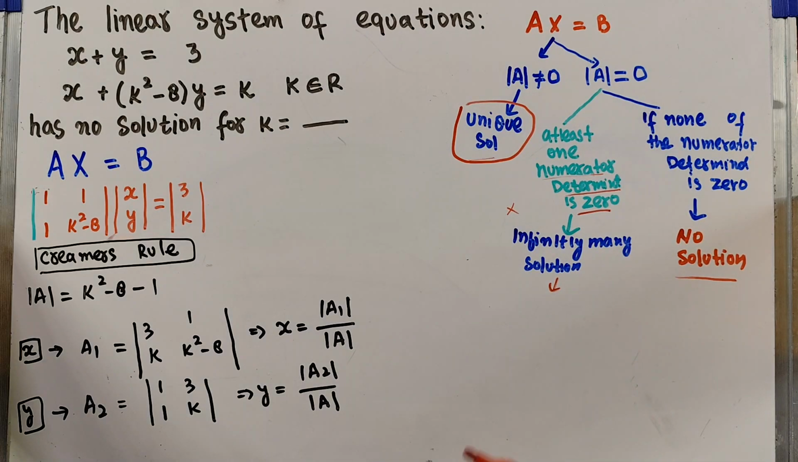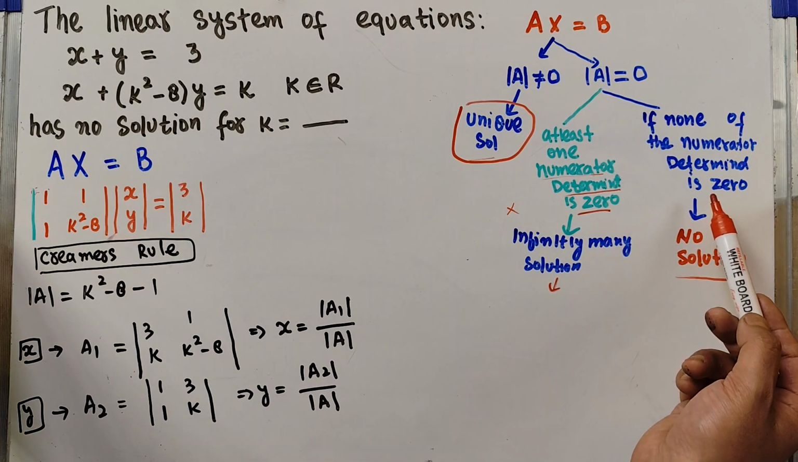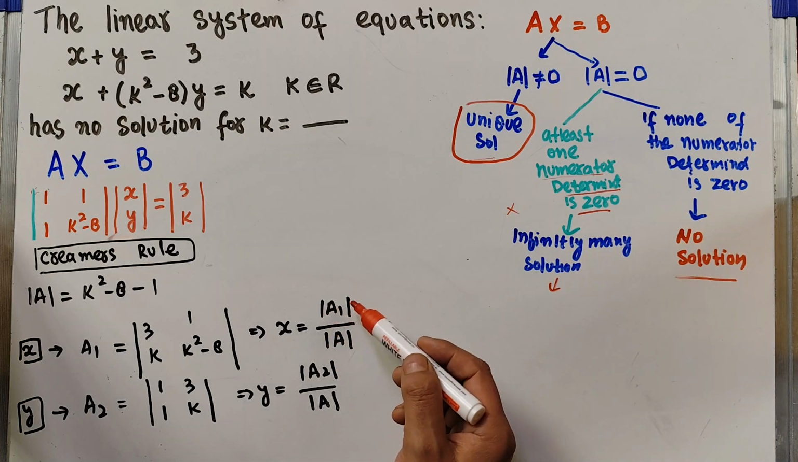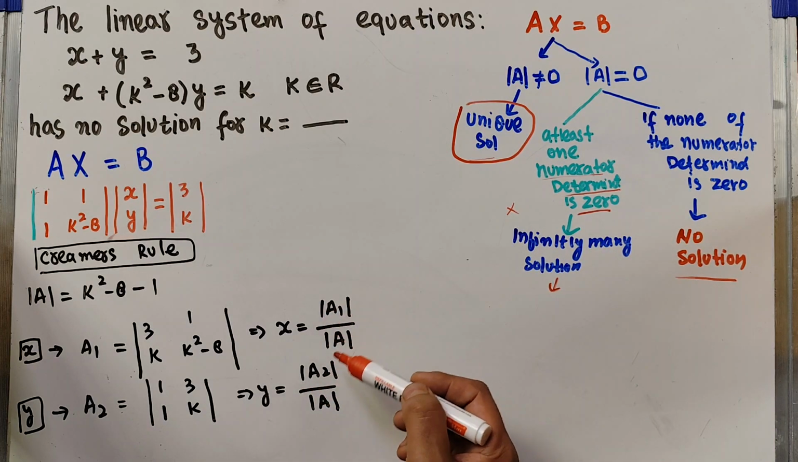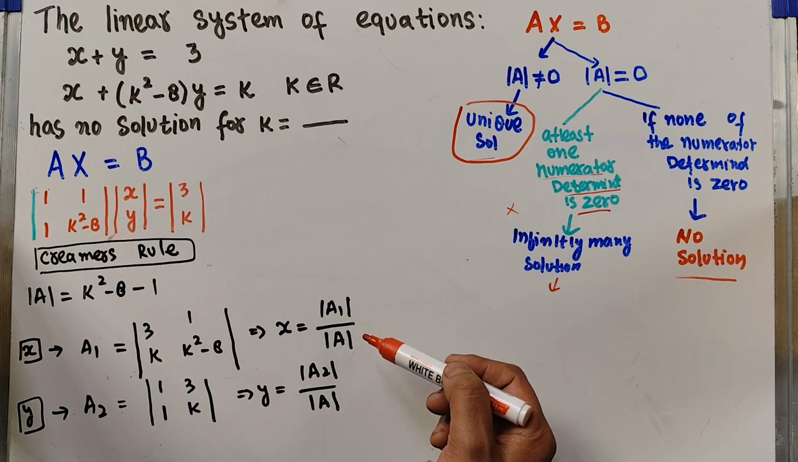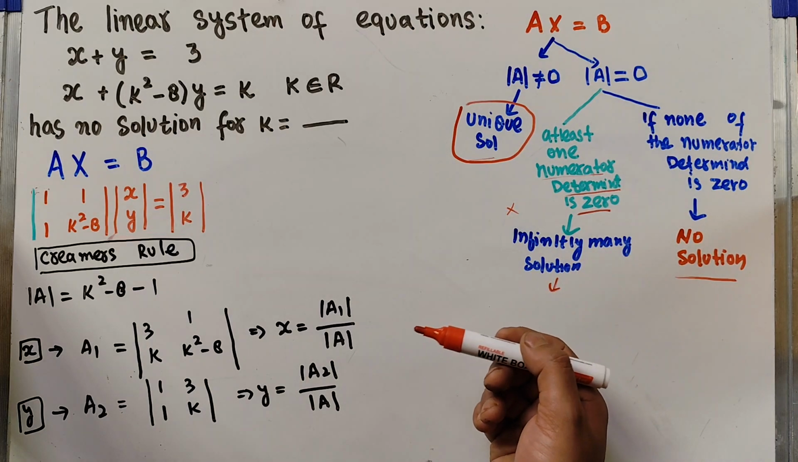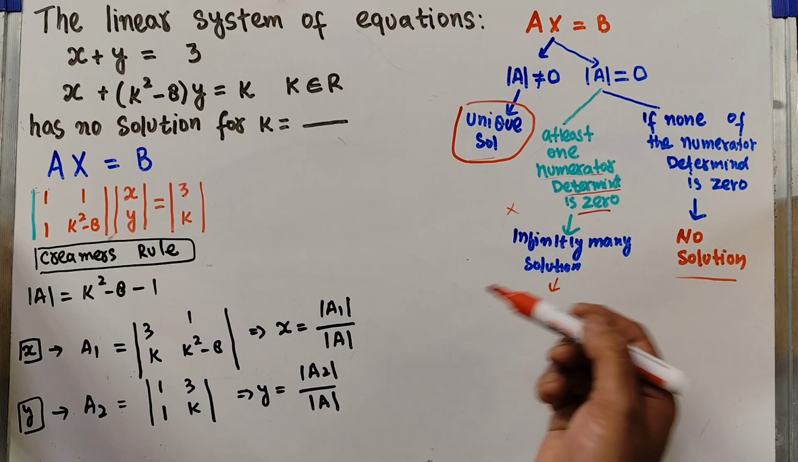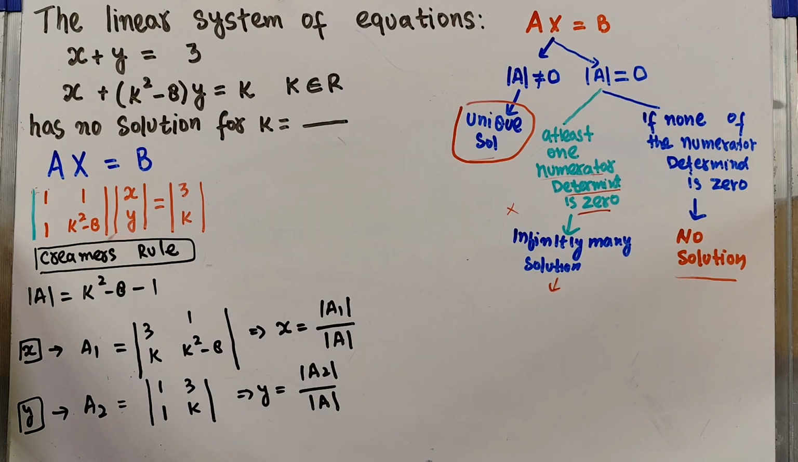Okay, if none of the numerator determinants is 0, if both a1 and a2, their determinants, are not equal to 0, then in this case we have no solution. Okay, now let's first try to find out.